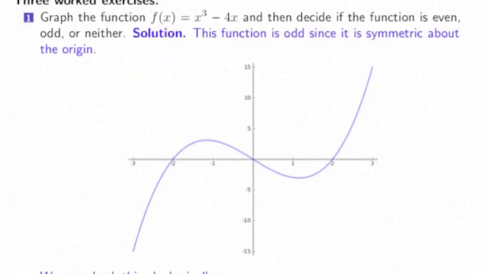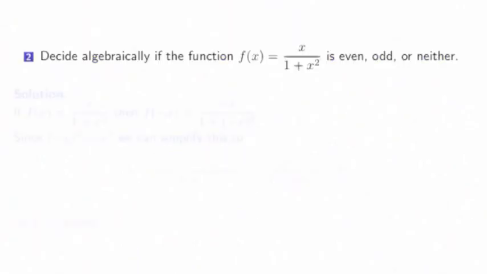At the bottom of the screen we're going to compute f of minus x. Let's insert minus x into the function. So everywhere we saw an x we write down minus x. And so we get minus x cubed minus 4 times minus x. That's the same as minus x cubed plus 4x. And that's just the negative of the original function value. So by algebraic computation this function is odd.